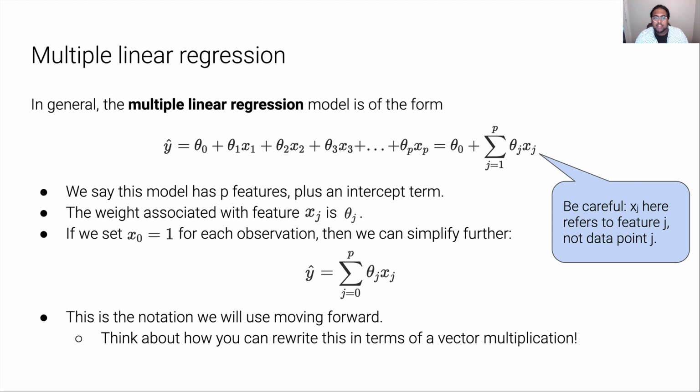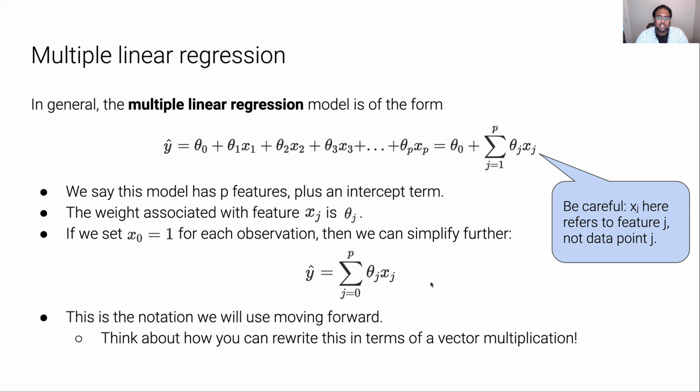Depending on the context, this will either be described as being p features or p plus 1 features, but we will try and make that clear when discussing this. One simplification we can make, and we will make in the next lecture, is if we set x0 to be 1 for each observation, we can simplify this further to being a sum that goes from j equals 0 to p of theta j xj. The reason this is equivalent is because it's really just multiplying theta naught by 1 and replacing that 1 with an x0. We do that to account for the intercept term in our model. This is the notation we will use moving forward for linear regression models.